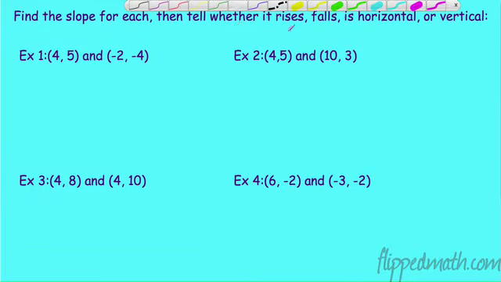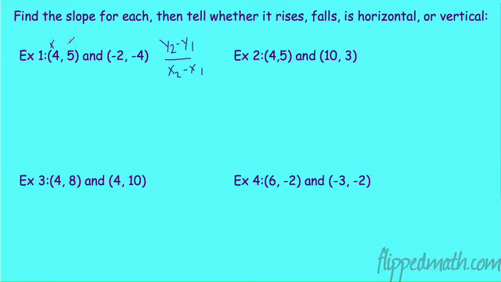Alright, so find the slope for each, then tell whether it rises, falls, is horizontal or vertical. So without using graphs, you should be able to tell a lot of information from the slope, and that's the point where some of you need to get better. So let's do our little formula. I'll write it here: y2 minus y1 over x2 minus x1. Remember, these are x's and then y's. Typically, these are going to be the first point, so x1 and y1, and this is the second point, x2 and y2. Really doesn't make a difference. You'll get the same answer, all right?